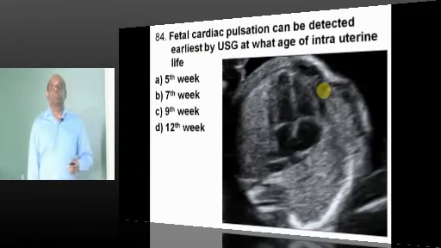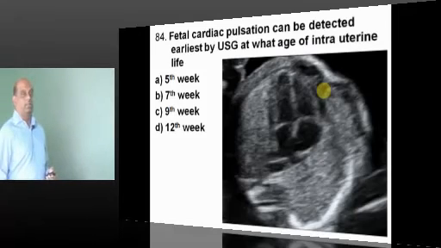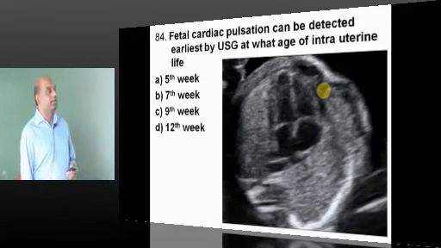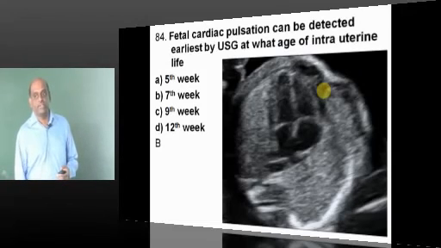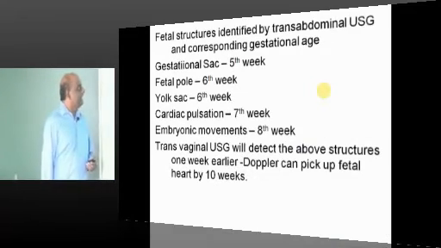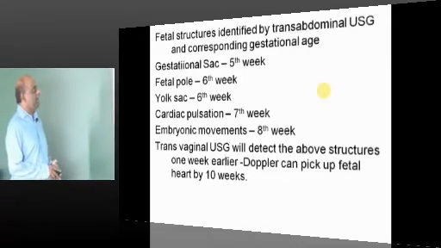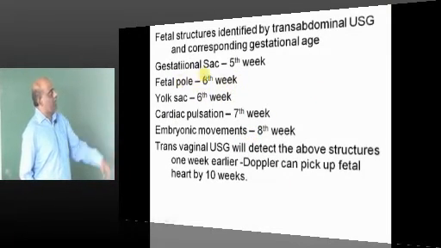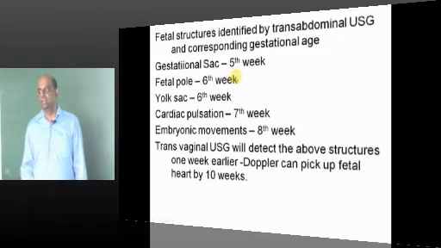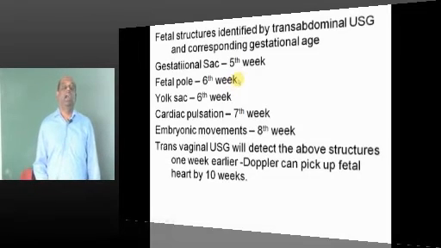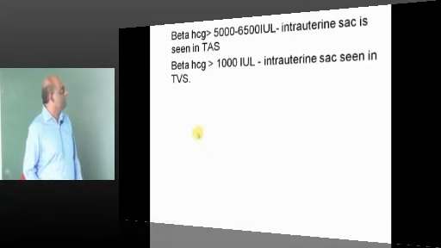As I told you, what is the answer? 7th week? 6th week? 6th is nearer to 7th than to 5th. Round figure, 5th. Then cardiac pulsation is 7th week, embryonic movements 8th week, yolk sac 6th week, fetal pole 6th week, gestation sac 5th week. Remember this without confusion, because ultimately obstetrics is all about it.